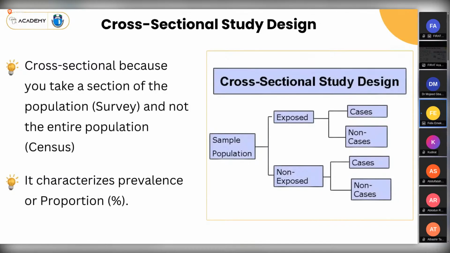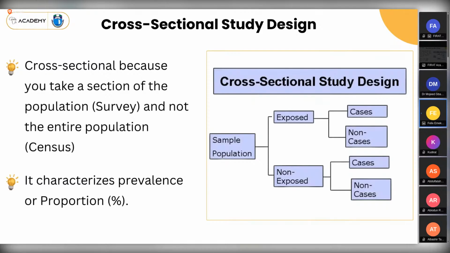But that outcome you are looking for is inside an exposed population. So in a cross-sectional study, you find a cross-section of a population that is exposed to the condition that will lead to an outcome you are interested in.